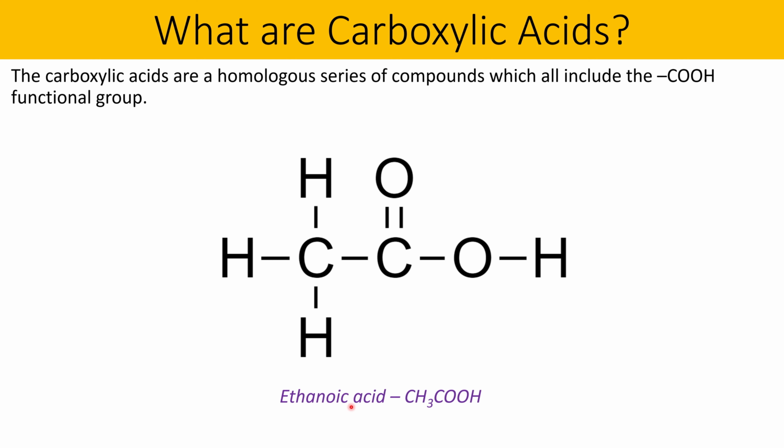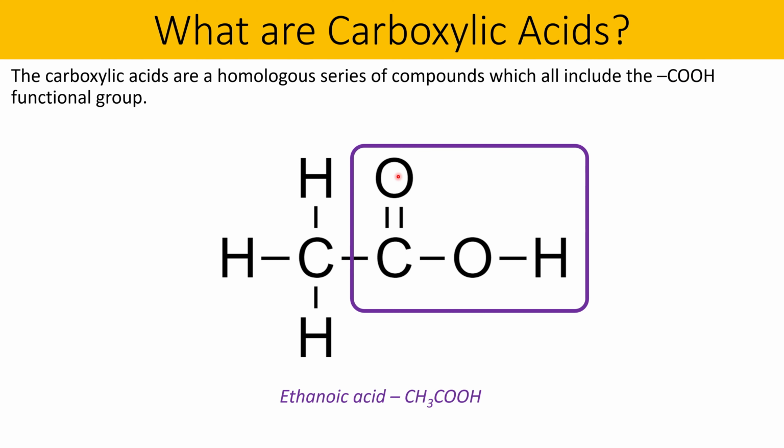Okay, so I've got an example here of ethanoic acid, and you can see that it's eth or ethanoic because it's got two carbon atoms, so it gets that prefix, and the anoic acid part of it, the suffix, comes from the fact that it has this COOH group. So let's have a look for that in the structure. It's here. Okay, so you've got the C, double bond O, single bond O, and then to the H, and we abbreviate that as COOH, just like that there.